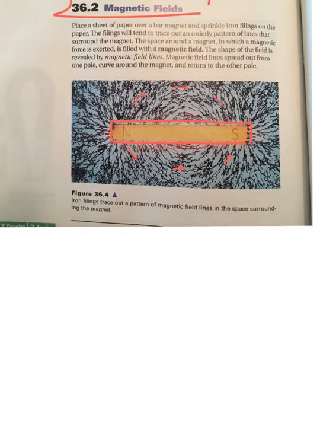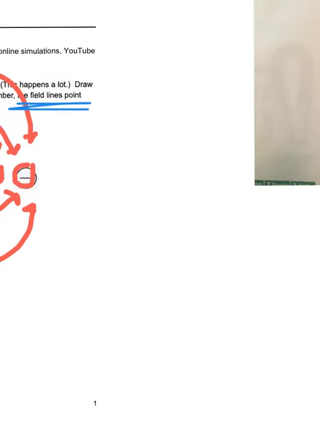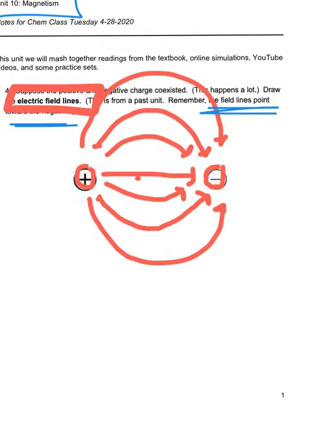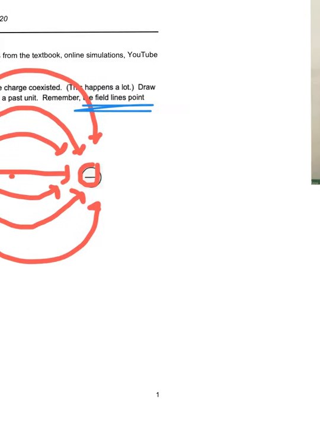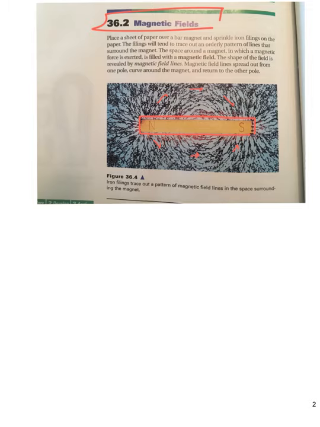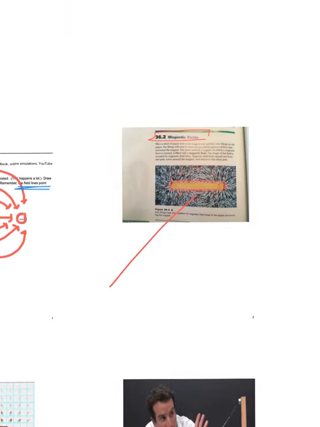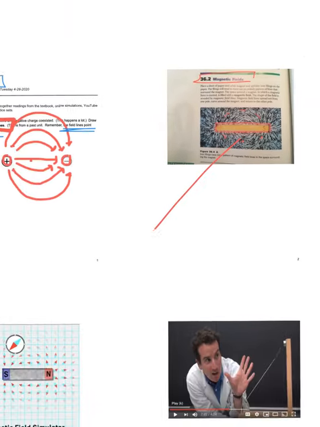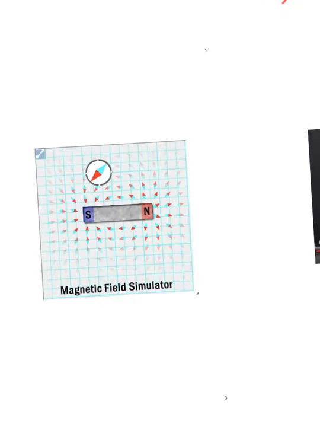And again, I want you to make the connection between the look of the magnetic field lines around a magnet and the look of the electric field lines around a positive and negative charge. Okay, so that's part of your reading. And then let's go to page 3, an online simulation.